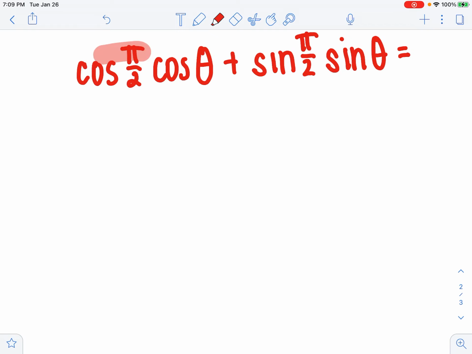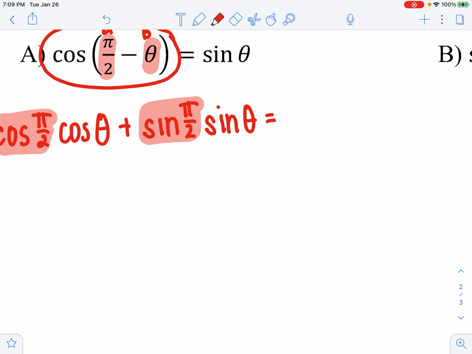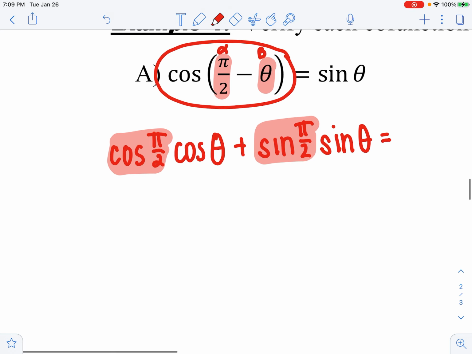Okay, so now what we're going to do is we're just going to clean this up. We know the cosine of pi over 2, and we know the sine of pi over 2. So let's think about what that is. Off to the side over here, I'm going to draw a quick unit circle. So pi over 2 is the same thing as 90 degrees. That's the ordered pair over 0, up 1.